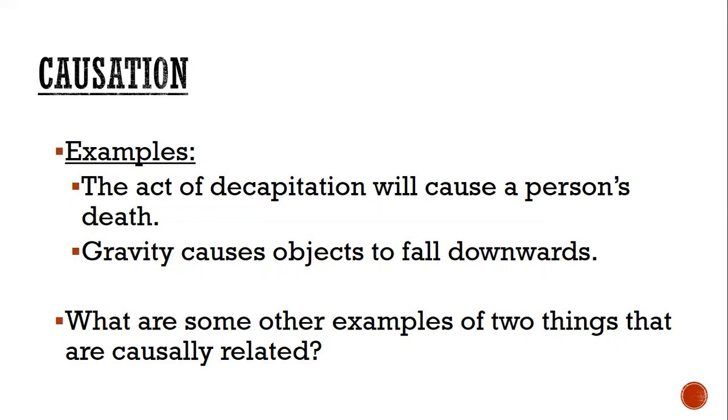Gravity pulls objects downward. If you drop an object, that object is going to go down. The reason it goes down is because it is attracted towards the largest mass, and that force of attraction is gravity. Gravity causes the object to fall. There are many other examples of causation and correlation. I'll give you a moment to think if you could come up with some.